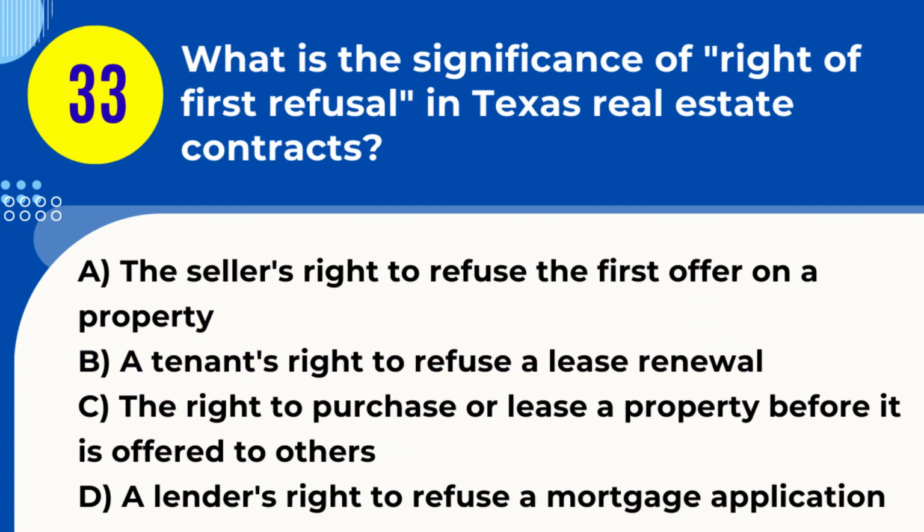Question 33. What is the significance of right of first refusal in Texas real estate contracts? A. The seller's right to refuse the first offer on a property. B. A tenant's right to refuse a lease renewal. C. The right to purchase or lease a property before it is offered to others. D. A lender's right to refuse a mortgage application. Answer: C. The right to purchase or lease a property before it is offered to others. Explanation: The right of first refusal in Texas real estate contracts is a provision that gives a party the opportunity to buy or lease a property before the owner offers it to other potential buyers or tenants.